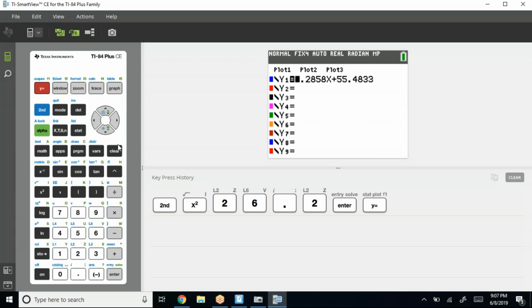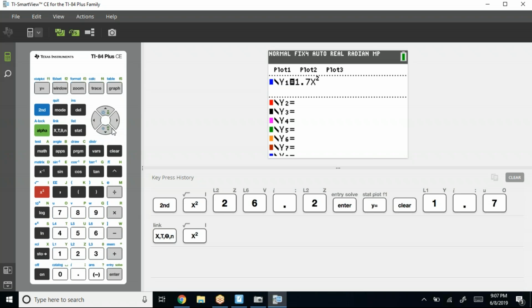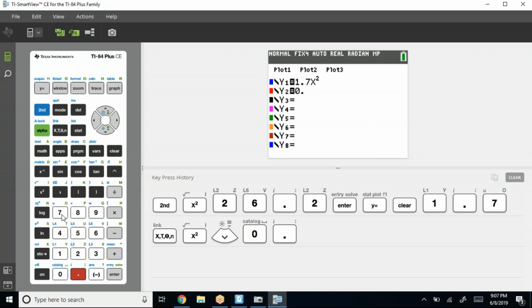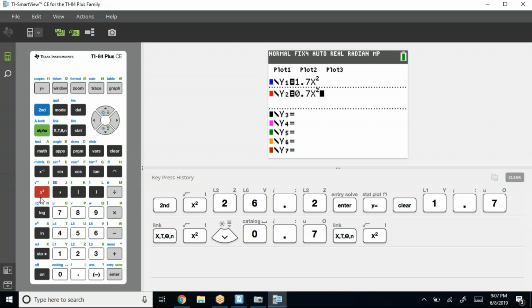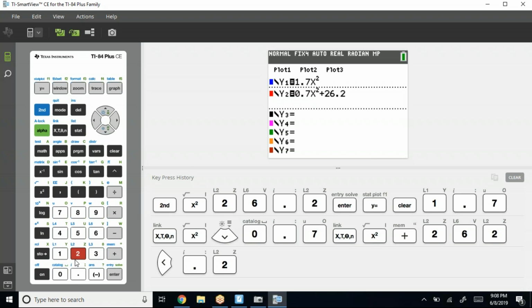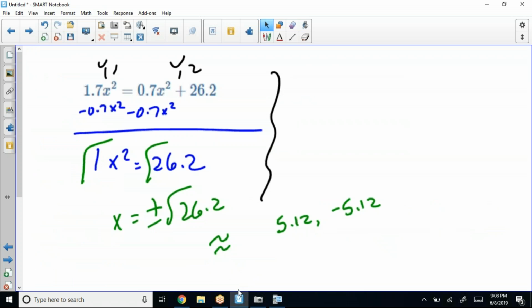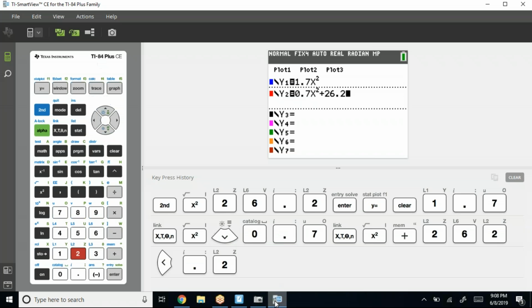So Y equals, clear anything you have there. So 1.7x squared, 0.7x squared plus 26.2, I think. 0.2, I think so. Yeah. Oh, yep. Okay. Now, all right. So I got those in. I'm just going to hit graph.